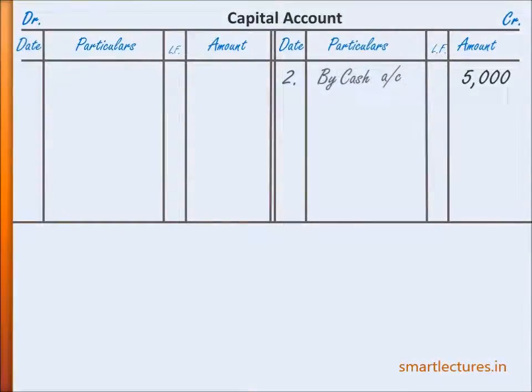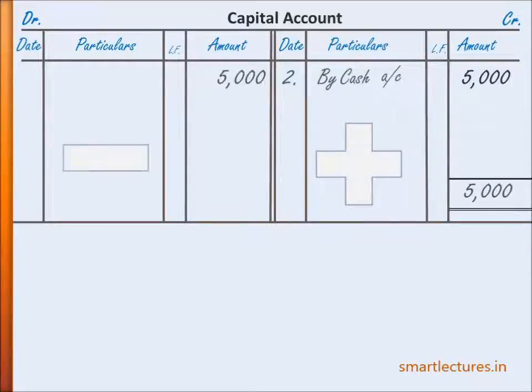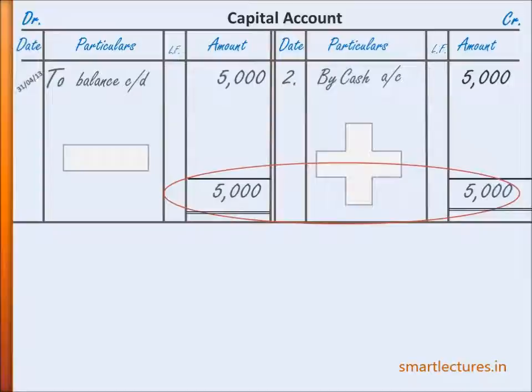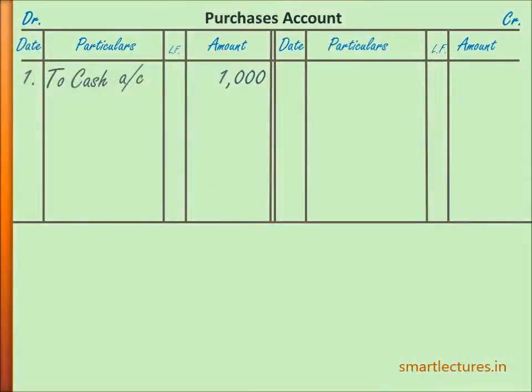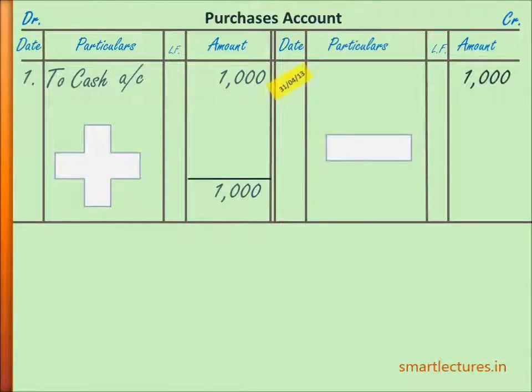Now come to the capital account. On the credit side, the total is 5,000, but on the debit side, there's nothing. So supply rupees 5,000 on the debit side. And what will you write down? "To balance c/d" on 31st March 2013. Now the total on both sides is rupees 5,000. Move to the purchase account. On the debit side, the total is 1,000, and "By balance c/d" rupees 1,000 on the credit side, so the total is rupees 1,000 on both sides.